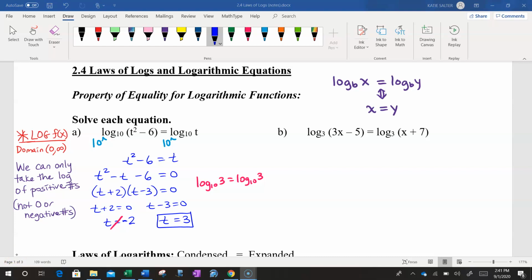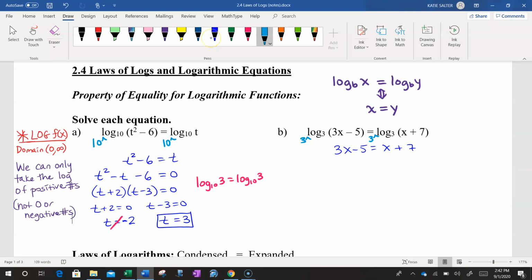All right, since this is log base 3 of some expression equal to log base 3 of some expression, we can just use our property of equality and set those expressions equal to each other, which would give us 3x minus 5 is equal to x plus 7. You could also think about it as basing it up on each side. If I 3 it up over here and 3 it up over here, those would undo each other, and we still would get that 3x minus 5 equals x plus 7.